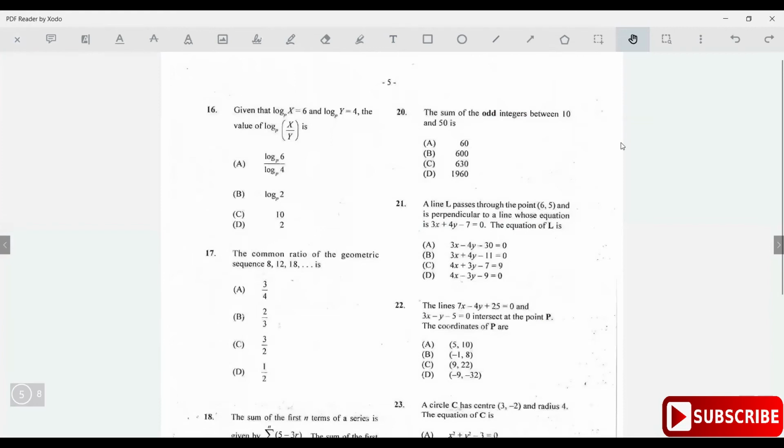All right, now this is a repeat question. We know this is 2. We don't waste time on repeat questions. This is a repeat from 2015.